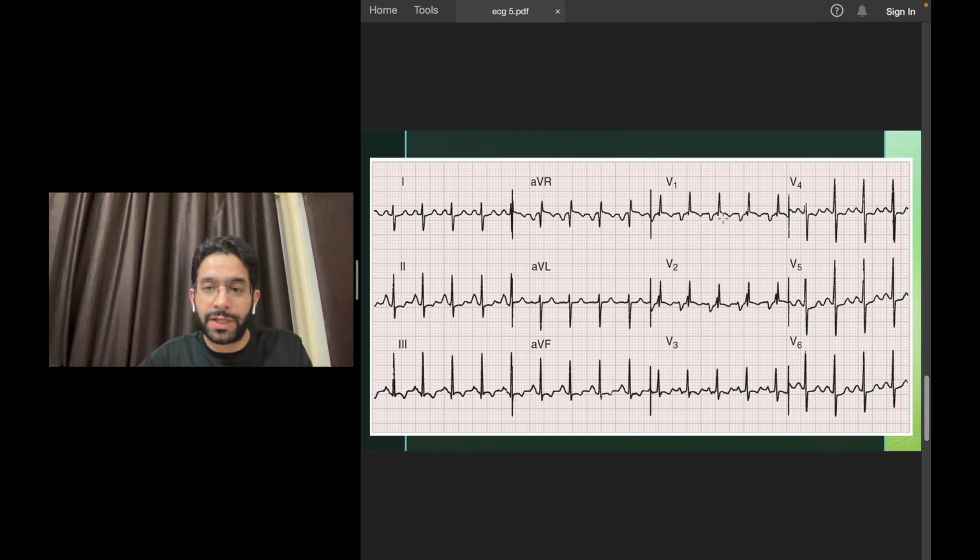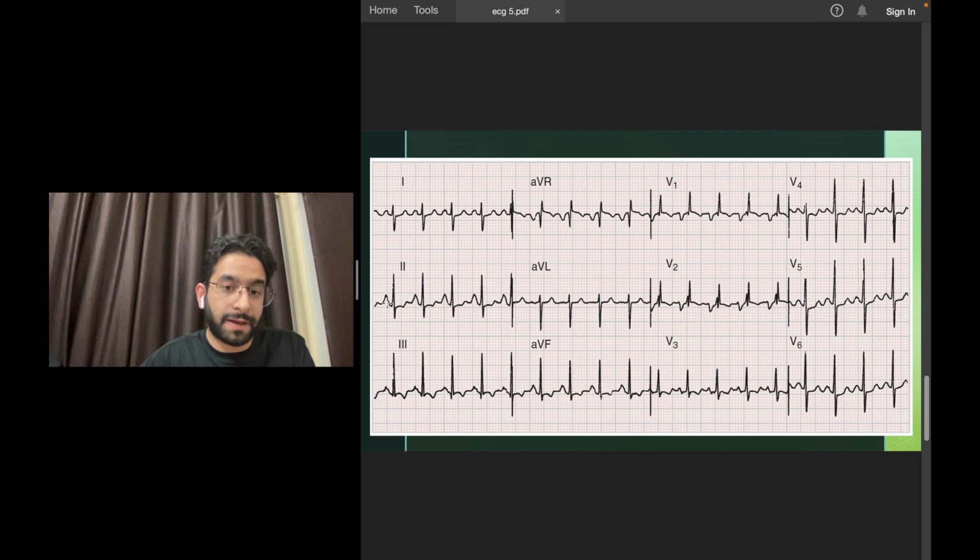And then if you take a look at lead V1, you appreciate that there are tall R waves. If you take a look at lead V6, you appreciate there are deep S waves. If you take a look at lead V1, the R by S is more than 1. So this ECG has evidence of right ventricular hypertrophy. But there are some other things on this ECG.